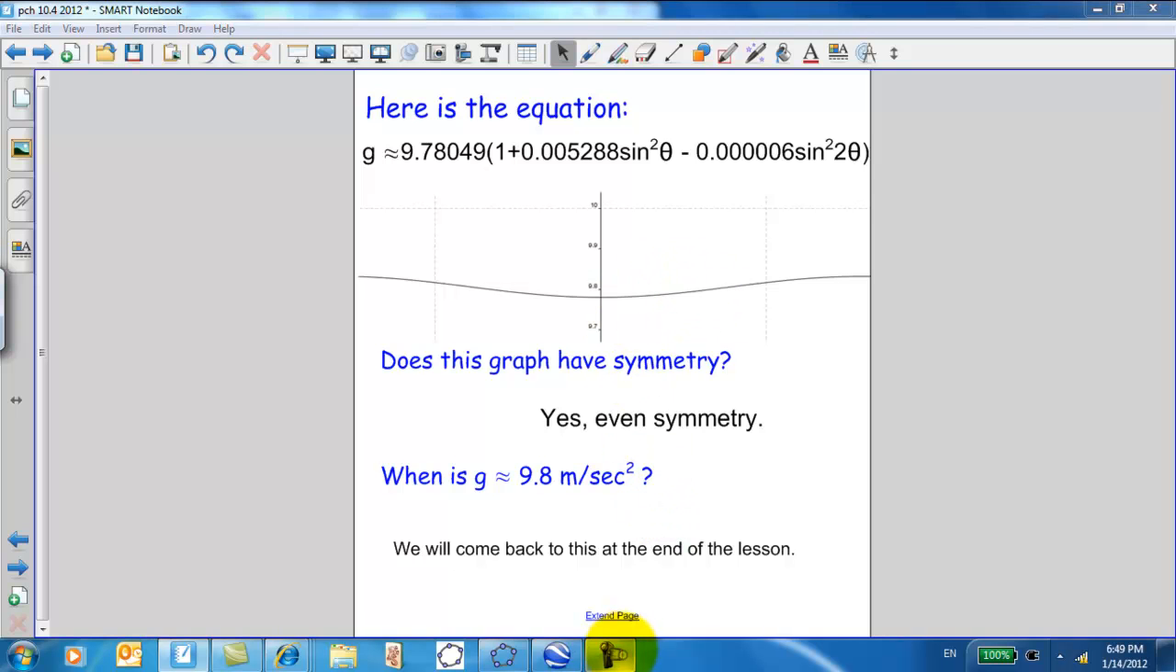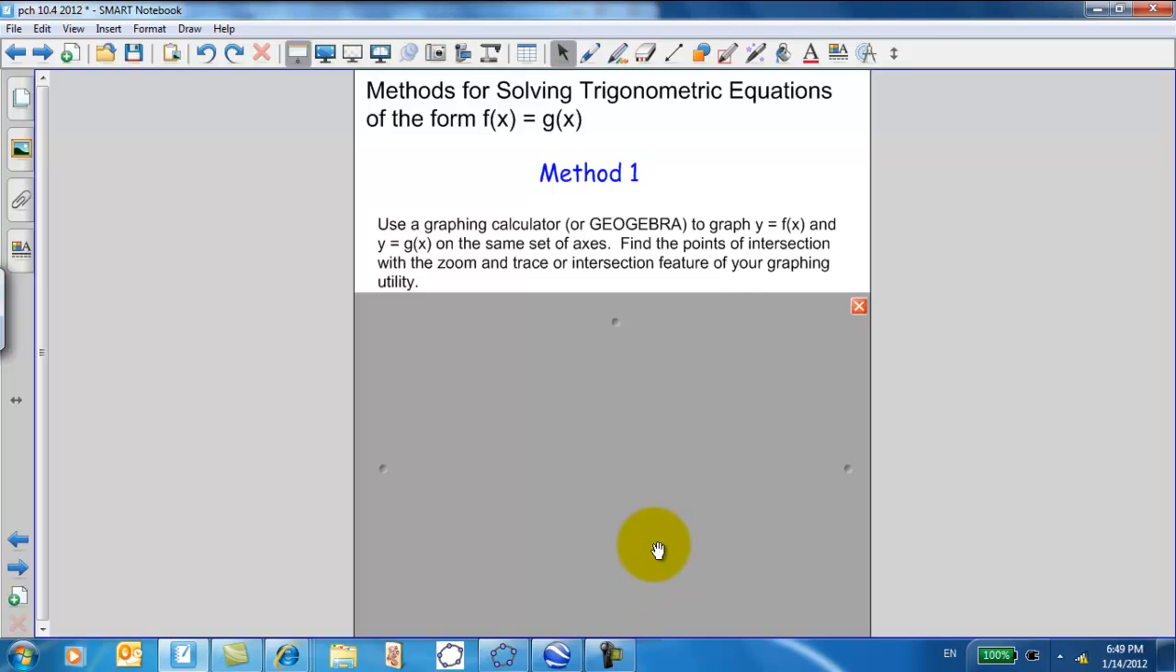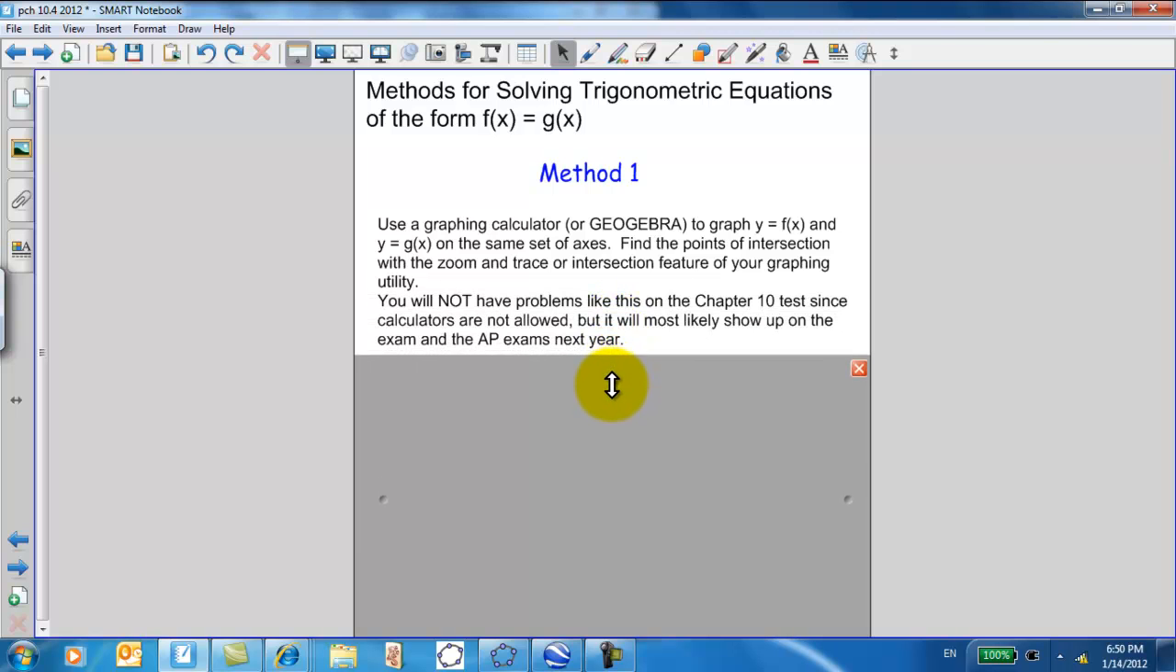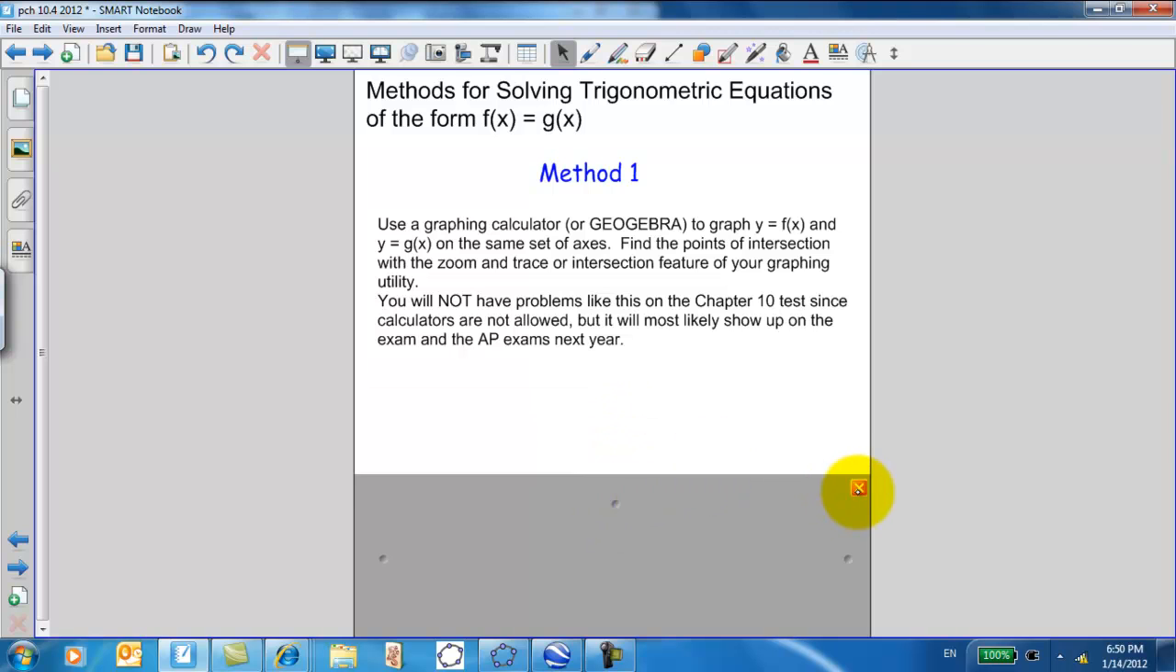Okay, so let's pause. And here are our methods for solving trig equations in the form f of x equals g of x. Method 1 is to use a graphing calculator or GeoGebra to graph y equals f of x and y equals g of x on the same set of axes. Find the points of intersection with zoom and trace or the intersection feature of your graphing utility. The thing is, though, you will not have problems like this on the Chapter 10 test since calculators are not allowed. But it will most likely show up on the exam and the AP exams next year. So be ready for that, kids.